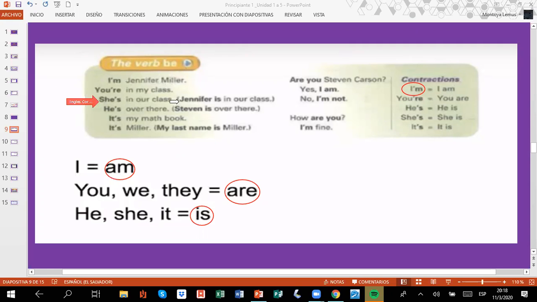She's in our class. That is Jennifer. So se refiere a Jennifer. Jennifer is in our class. She's in our class. Ella está en nuestra clase. Okay. She is, la contracción es she is. He's over there. He's over there. Steven. He se refiere a Steven. Steven is over there. Steven está por ahí. It's my math book. It's en la contracción de it is. Es mi libro de matemática. It's Miller. My last name is Miller. It is Miller. Okay. Si alguien tiene alguna pregunta, alguna duda sobre esto hasta acá, puede abrir su micrófono y preguntar.